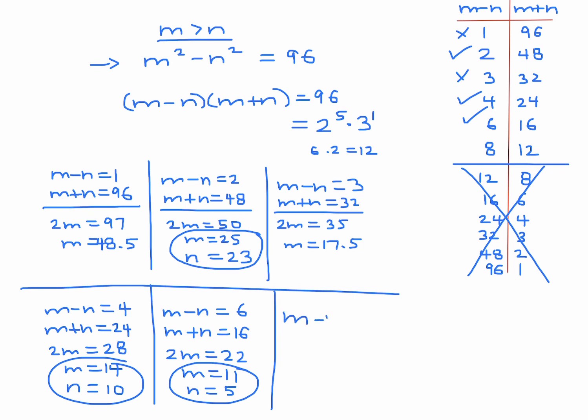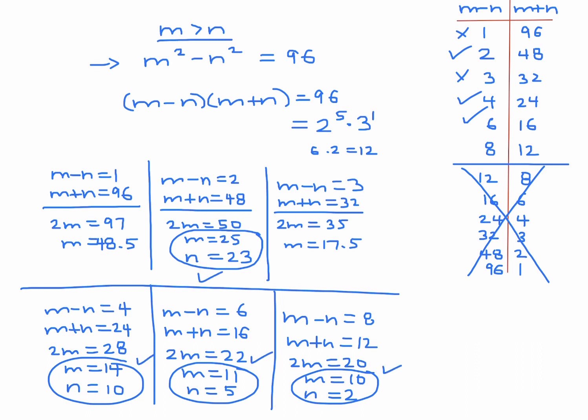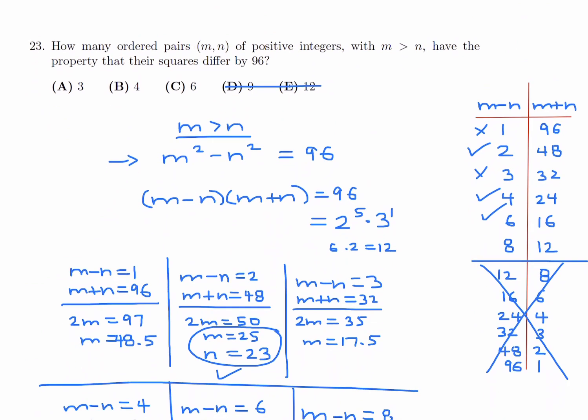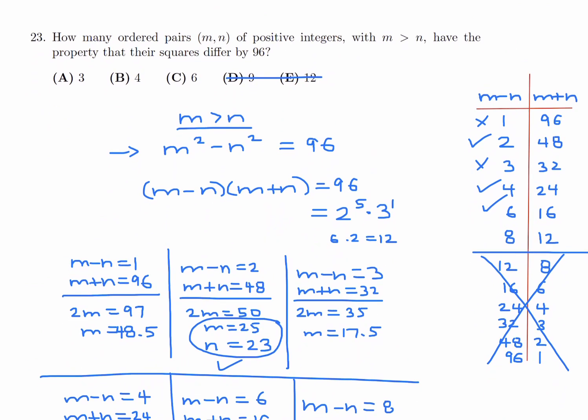And then one last one, m minus n is equal to 8. M plus n is equal to 12. 2m is 20, and therefore m is 10, and therefore n is equal to 2. So we got another one. So 1, 2, 3, 4 ordered pairs that satisfy this, and therefore number 23, the answer is B.